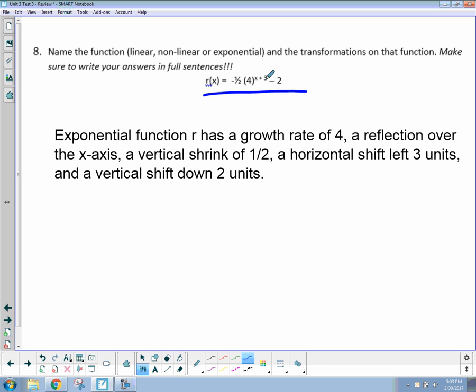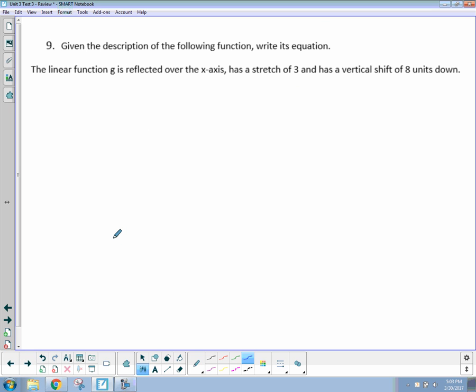Number 9, a linear function g is reflected over the x-axis and it has a stretch of 3 and has a vertical shift of 8 units. So, linear function g is reflected, has a stretch of 3 and a vertical shift of 8 units down, minus 8. That was easy.